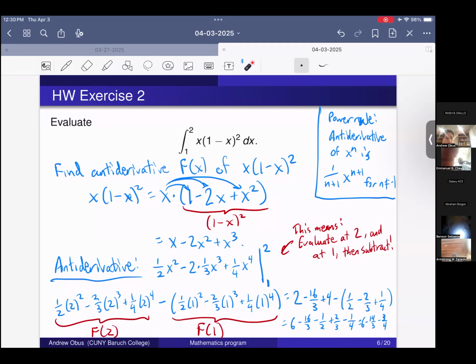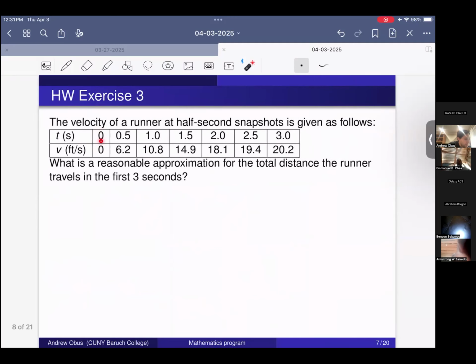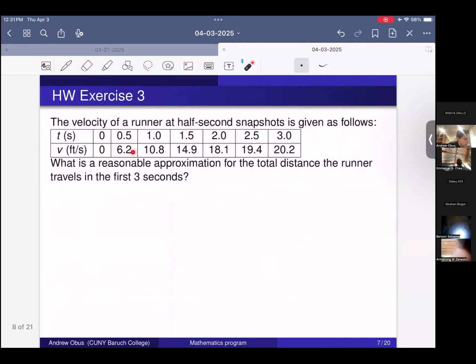Okay, great. So exercise three, let's say we have a runner, and at half-second snapshots, we have the runner's velocity. So at time zero, the runner's starting from rest. And then in half a second, the runner is running at 6.2 feet per second. At 1 second, 10.8 feet per second. And so on up until 3 seconds, the runner is running at 20.2 feet per second.